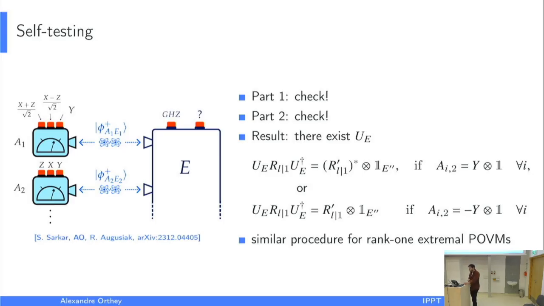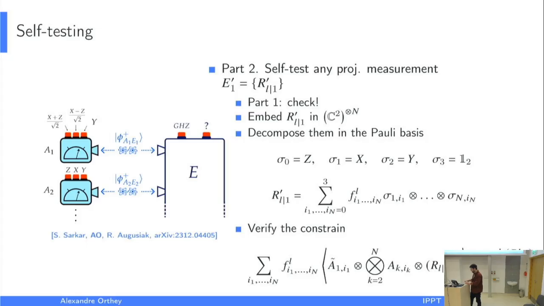Same procedure for extremal POVMs. What is important is that the measurements need to be extremal POVMs, because they cannot be written as linear combinations of other measurements. So then these coefficients f are going to be unique. There is a unique decomposition.